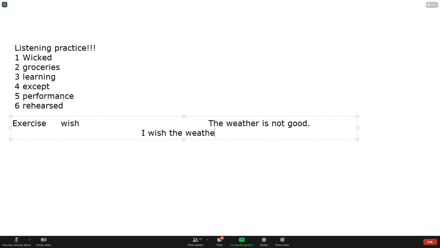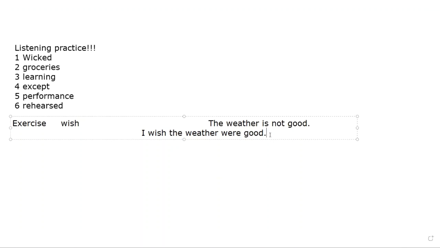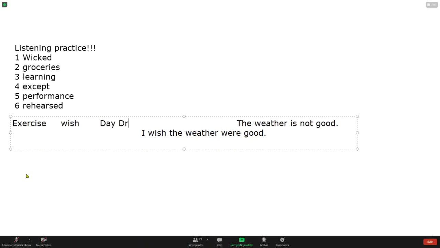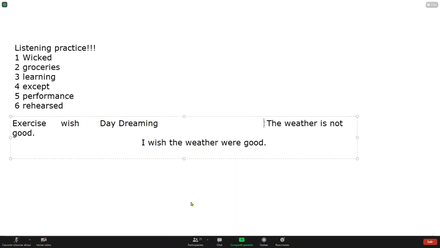Well, probably I can say, I wish the weather were good. But if I say, I wish the weather were good, remember that this is because I am daydreaming. I am expressing something that is contrary to my real life. If I say, I wish the weather were good, is because the weather is not good. That is my reality. Now remember that here we don't use was, but were. We are using were because we are talking about a hypothetical situation. And the other wish that we saw yesterday, remember? Okay, so let me put here, this is daydreaming. Remember that we say daydreaming because people are dreaming with the eyes open.